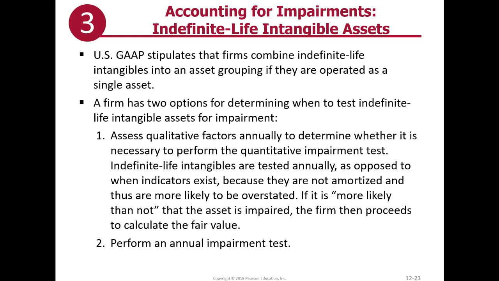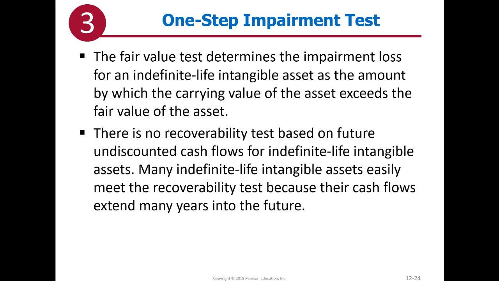The second option for the annual test is just to go ahead and do a quantitative test. Find its fair value, look at its carrying value, and just compare. Assuming that we need to do a comparison of fair value to carrying value, we have to actually do the test for impairment. Basically, we just compare the two amounts, fair value to carrying value.